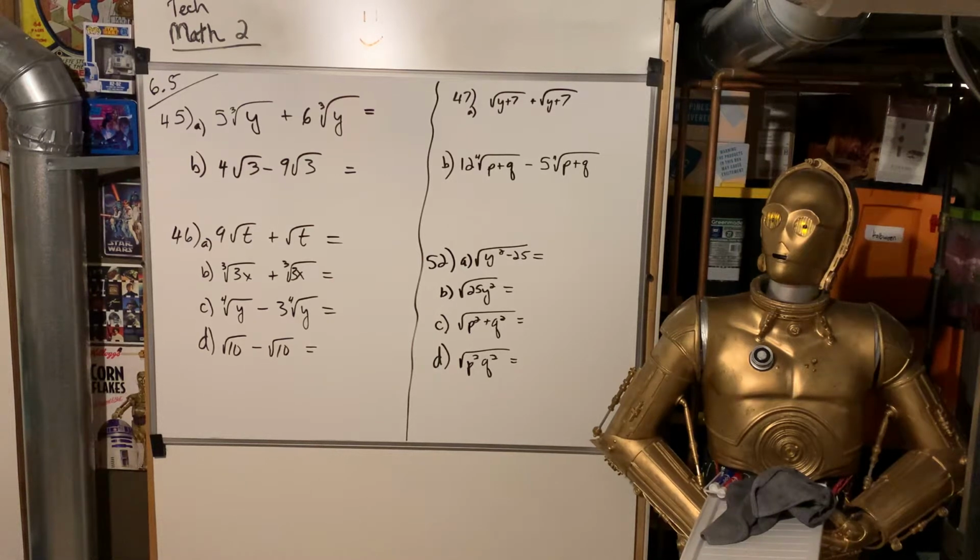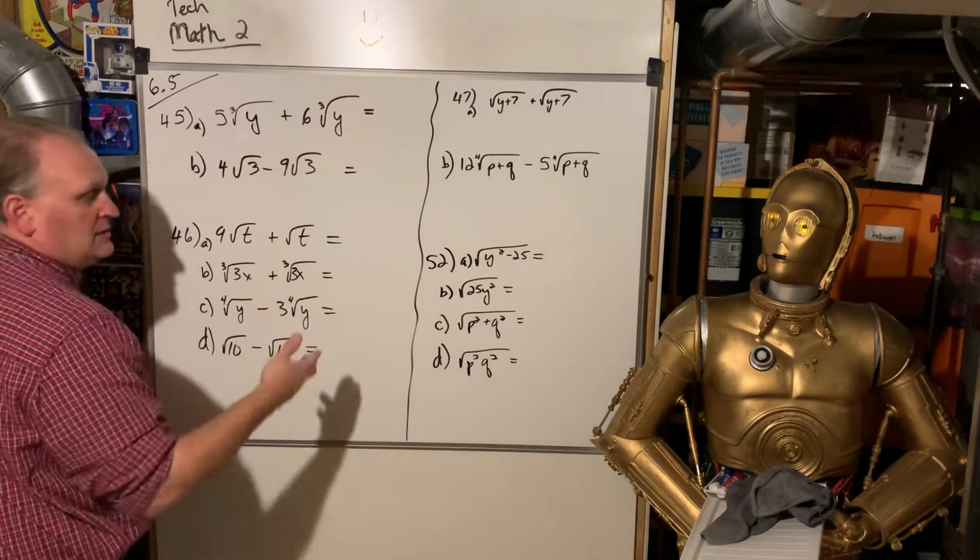Right, we are back. This is Techmath2. We're looking at the Red Book, section 6.5, adding and subtracting radicals. We're on page 268. So let's take a look.